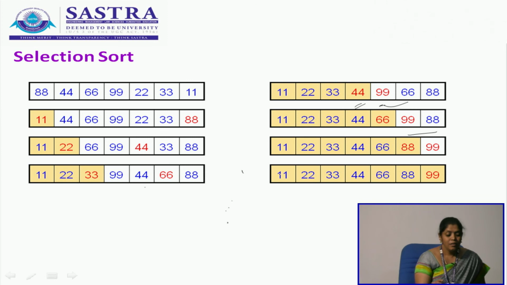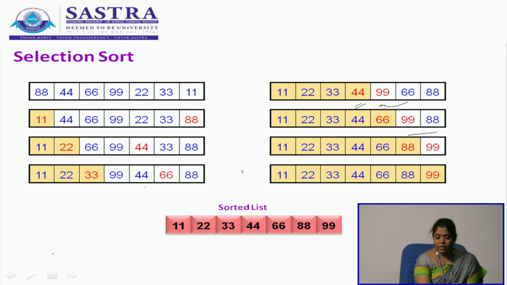So like this, the algorithm is: find the smallest element in the array, keep it in the first position. Next, apart from the first position, find the next smallest element in the array, keep it in the second position, then leave these two, and in the remaining array find the next smaller element, keep it in its position and traverse till the array end. So once it is completed, the sorted list will be 11, 22, 33, 44, 66, 88, 99. It will be like this.